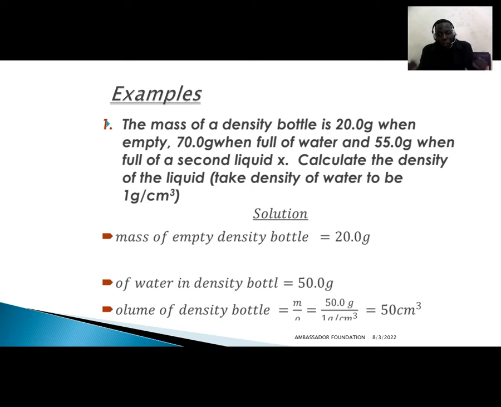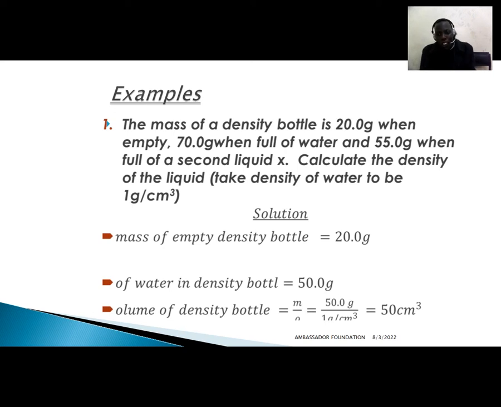Even when we fill it with liquid X, it will still be 50 centimeters cubic. If it is filled by water which is 50 centimeters cubic, what makes you think that a different liquid will be a higher volume? No, it will be the same volume. Now, you see, the role of water here has made us get the volume of the density bottle, which is 50. Even the volume of liquid X is still 50. Now, what we need to know, so that we can get the density of liquid X, is its mass, because already we have the volume, it is 50.